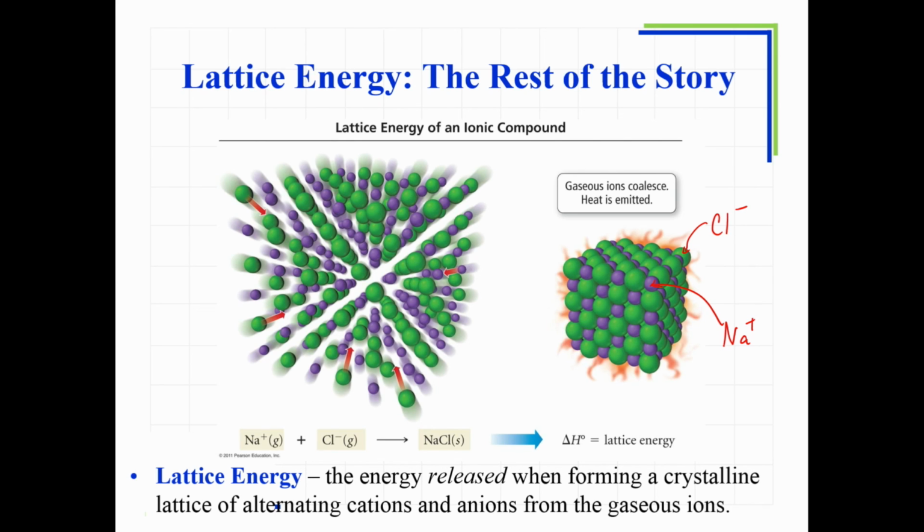Well, there's this thing called lattice energy, and the lattice energy is the energy released when these ions come together to make the ionic compound. All right, so it's the energy released when forming a crystalline lattice. That's a crystalline lattice, C-R-Y-S-T, crystalline lattice. That's what this is over here on the right.